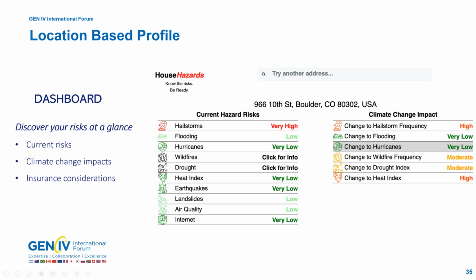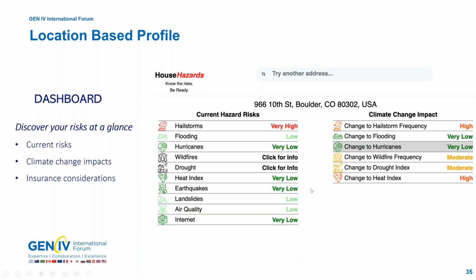For wildfire and drought, because of the way the data are aggregated, it's very difficult to project them into a simple category. Instead, what we do is show graphical data that allows people to better understand where wildfires sit relative to their property, and how many days per year that particular location sits in different categories of drought. Heat index: Colorado is getting warmer, but at the moment, relative to other places in the United States, the risk of heat is very low.